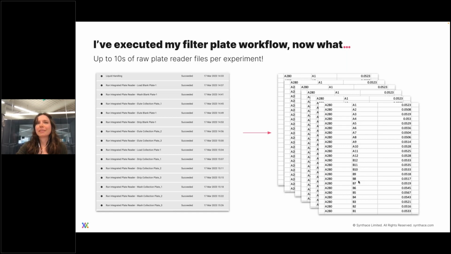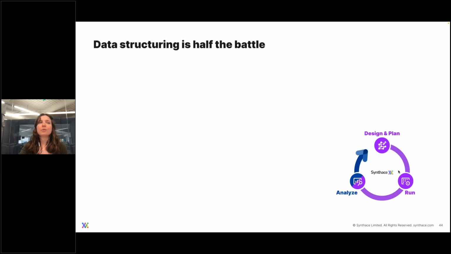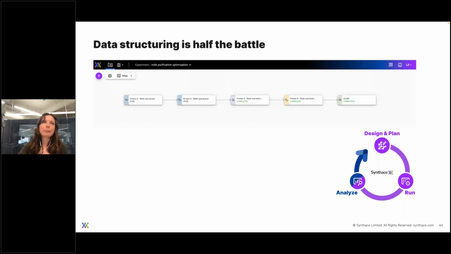You can see here, and I hope many of you have seen these before, they don't really mean much until context is added to them. You have an absorbance measurement, some well location, and some measurement, but it's really meaningless until you provide that data context. So you could almost argue that data structuring is half the battle. For this, we provide functionality which we call the experiment map.